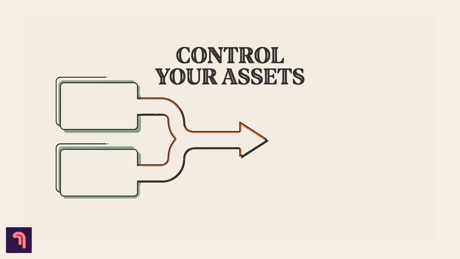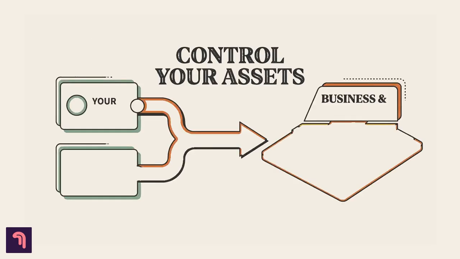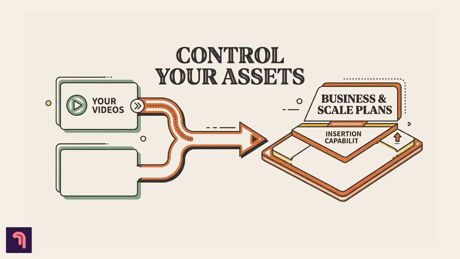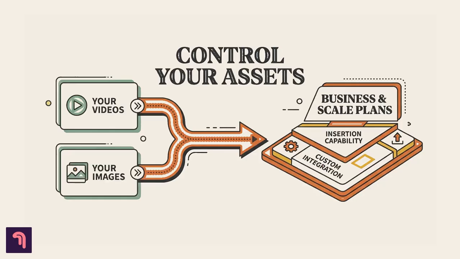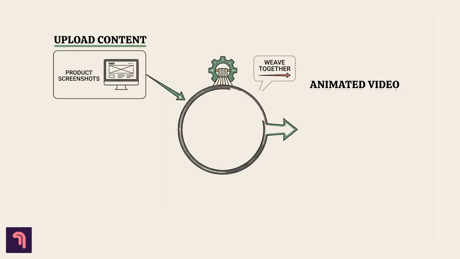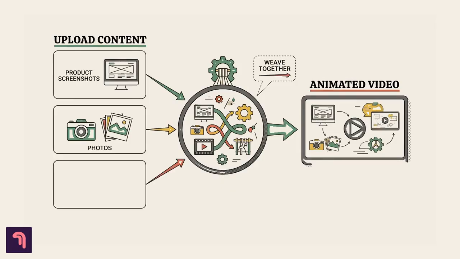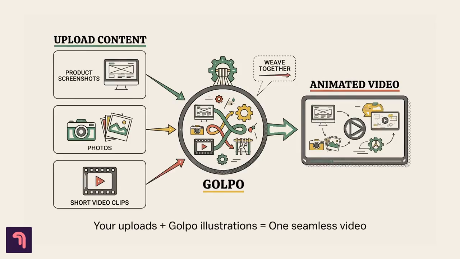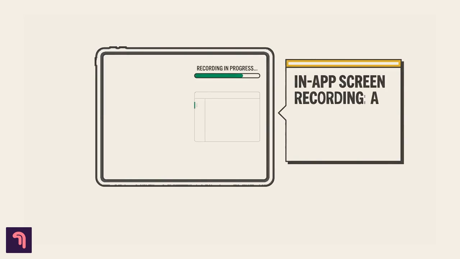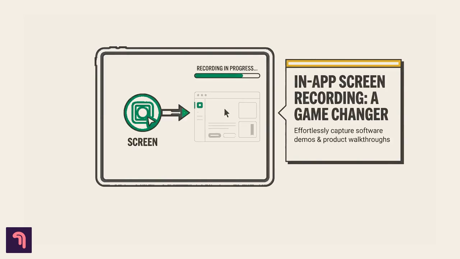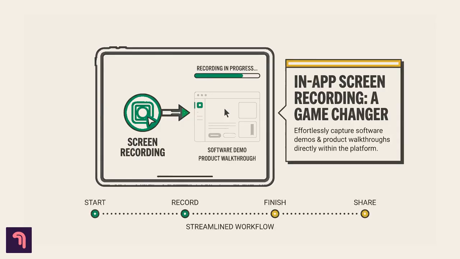For those who want even more control over their own assets, the business and scale plans offer the ability to insert your own videos and images. You can upload product screenshots, photos, or short video clips, and Golpo will weave them into the animated video alongside its own illustrations. You can even do a screen recording directly in the app, which is a game changer for software demos and product walkthroughs.